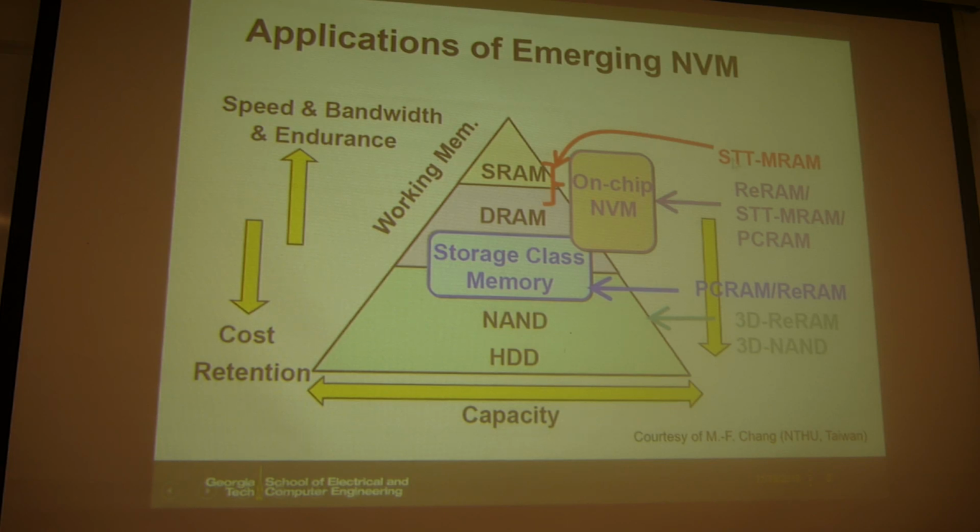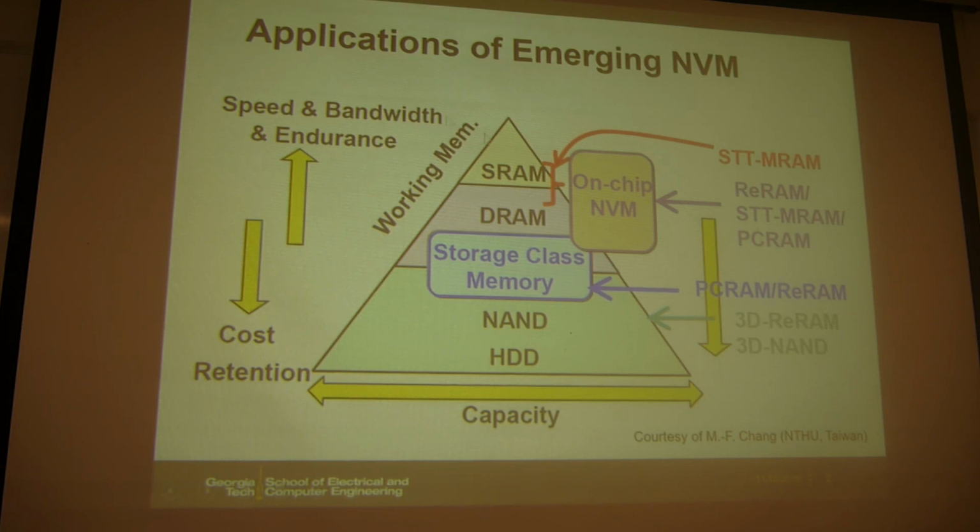For example, STT-MRAM probably is good for the last level cache, and then the RRAM and phase change, because of the limited endurance, probably the storage class memory between DRAM and the NAND flash, and then all of those emerging technologies can be used as the on-chip embedded non-volatile memory. So this is what we are going to discuss. And we see the trade-off between the speed, bandwidth, endurance versus the density or the cost. So this is what we have discussed before.